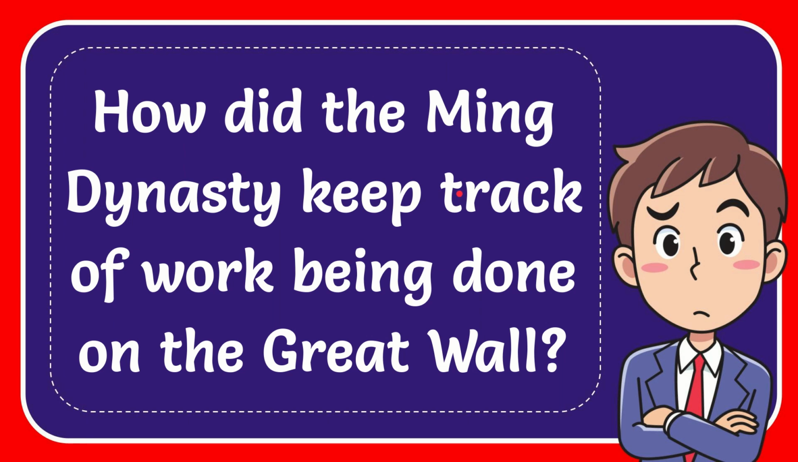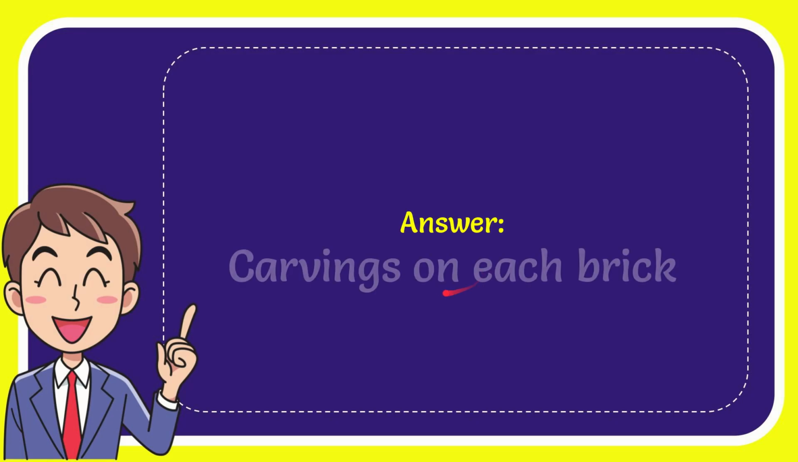In this video, I'm going to give the answer to this question. The question is, how did the Ming Dynasty keep track of work being done on the Great Wall? The correct answer to the question is carvings on each brick wall. That is the answer to the question.